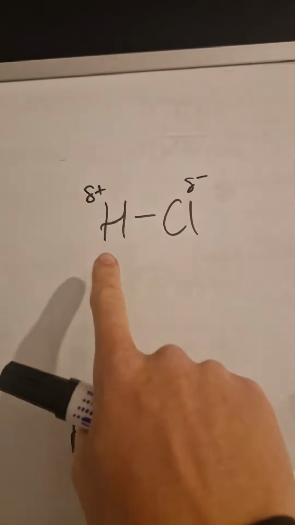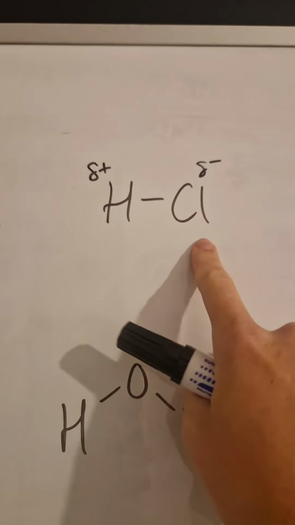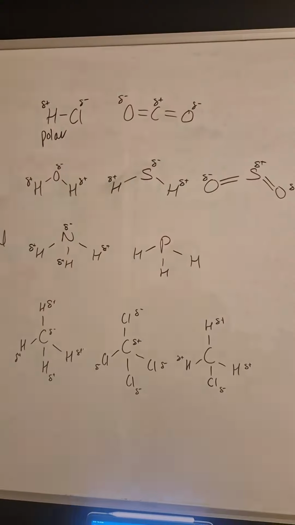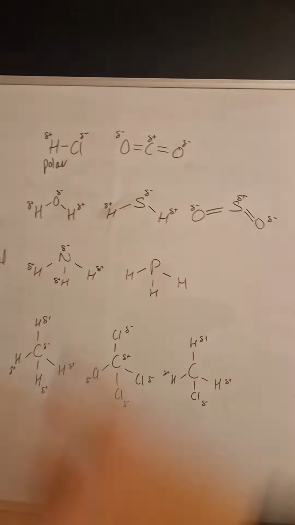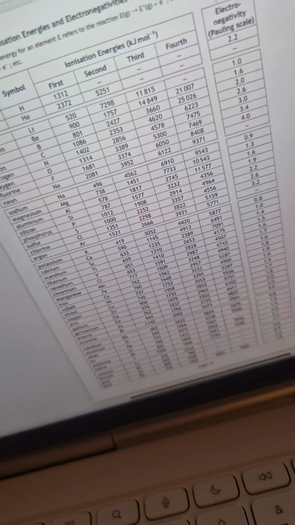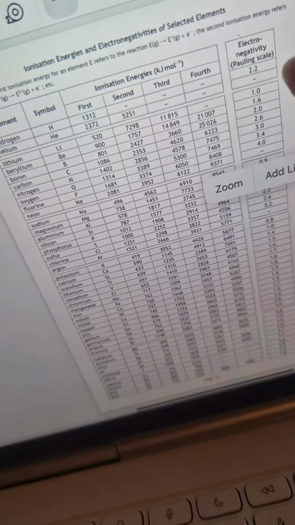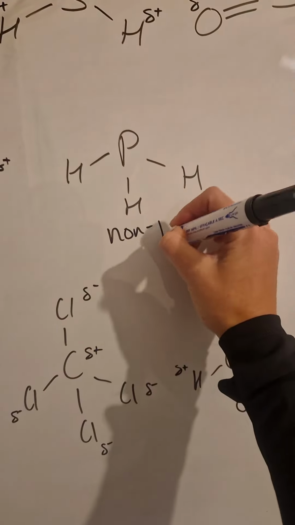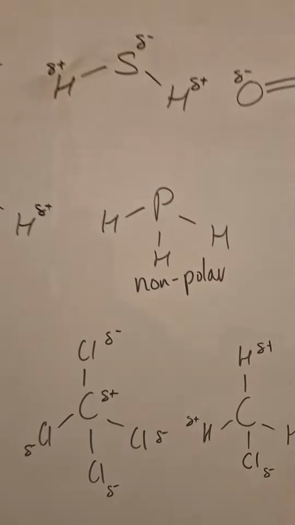Then you should be able to see straight away that this molecule has a permanent dipole. It has two oppositely charged ends, which means it is polar. Then I've basically gone and done it for all of the molecules that I have here. And you'll notice I've not done it on this one. And that's because phosphorus and hydrogen have the exact same electronegativities. So there are no partial charges. So straight away you can say that this one is non-polar because it does not have any permanent dipoles.